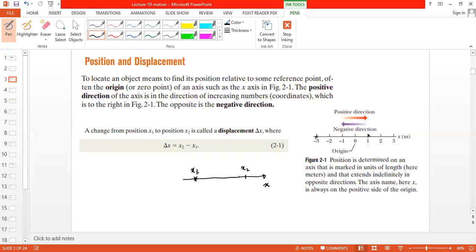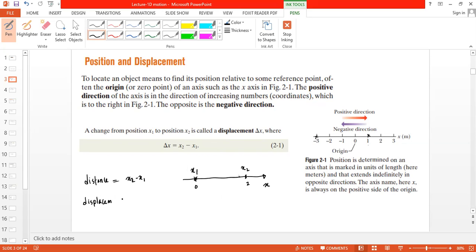And the change in position is called displacement. Actually, the change in position is called distance. So the distance is basically the change in position. Initially he was at x1, and finally he was at x2, so the distance of that object will be x2 minus x1. If x2 equals 2 and x1 equals 0, the displacement would be 2 minus 0. Now, oftentimes we use two terms. One is distance, and another is called displacement.